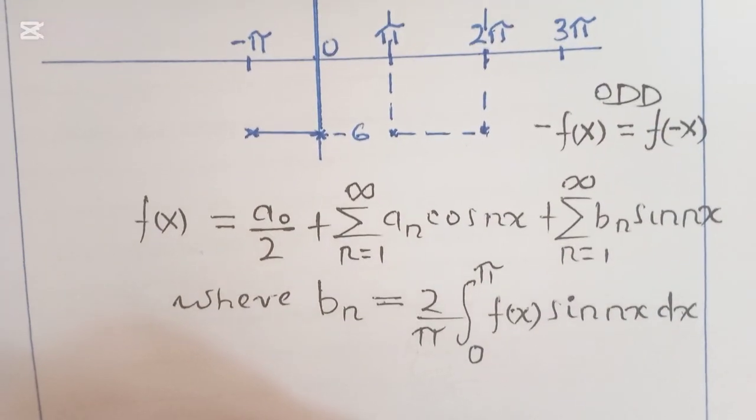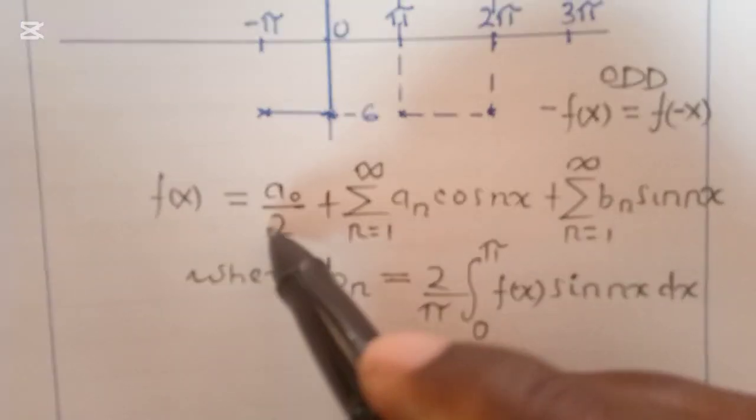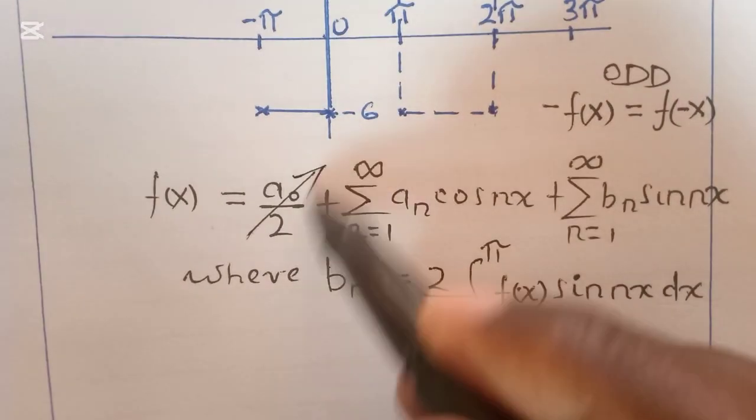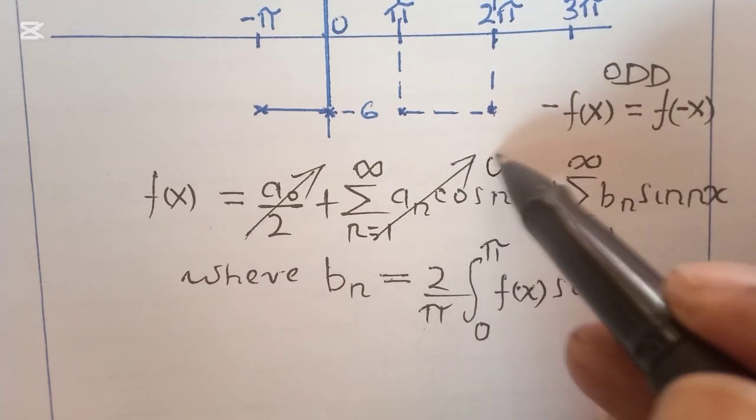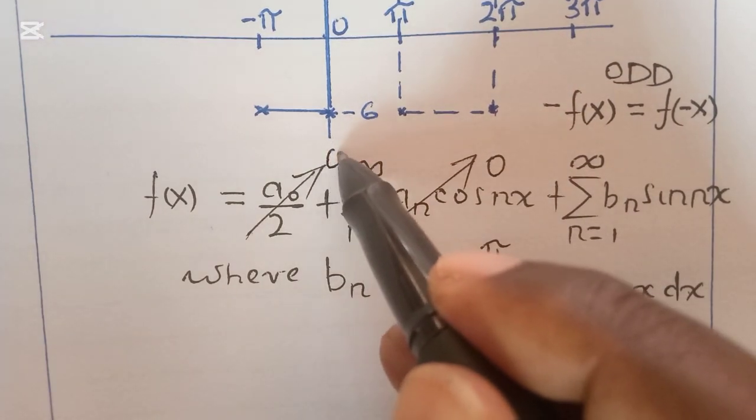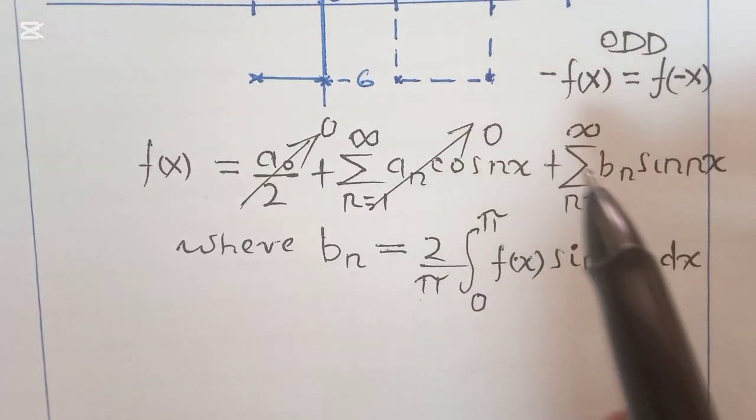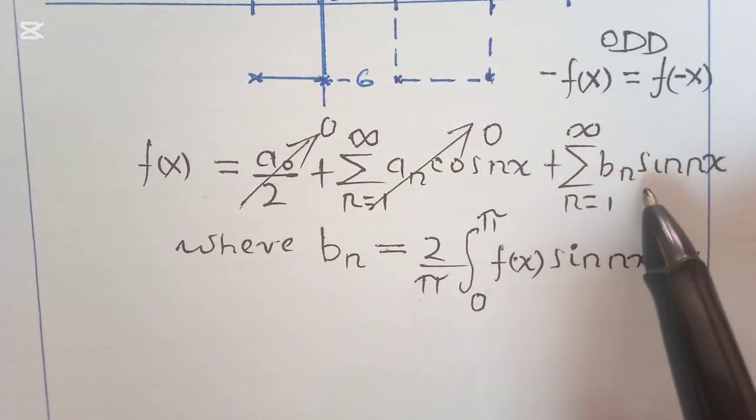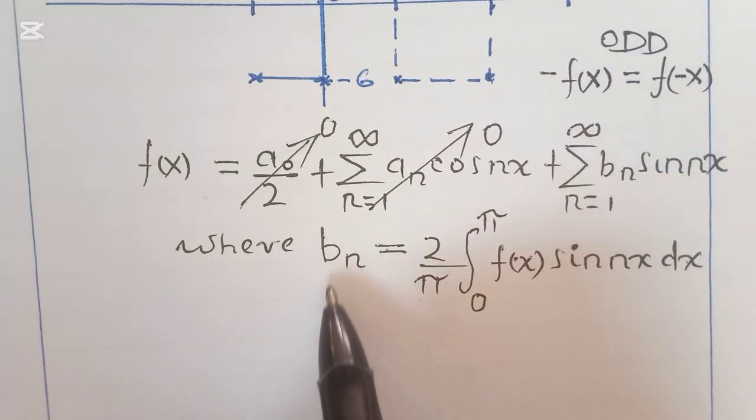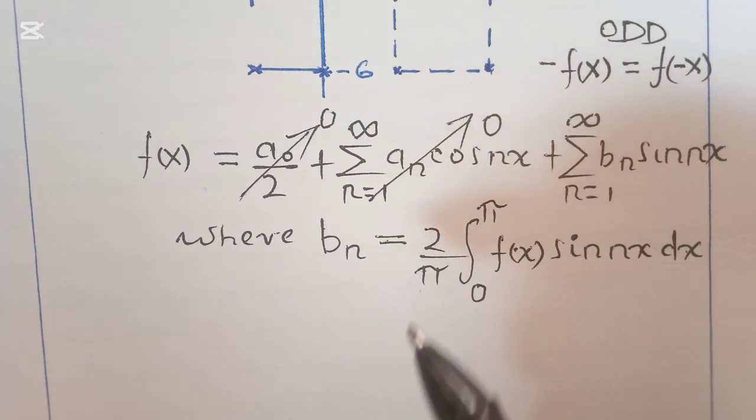Because of that, these terms are going to disappear. These terms are no longer going to be there. These ones are going to be 0, and this is also going to be 0. So guys, we just work with one term. We are given the term as shown, and we have the Bn, which we are going to first of all work out. So guys, let's start.